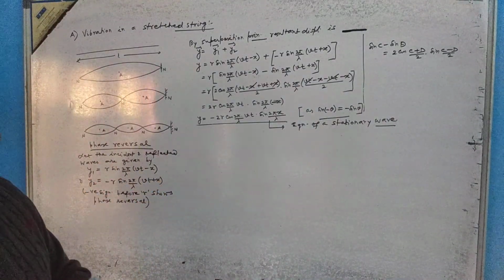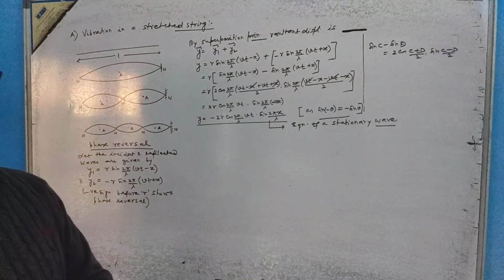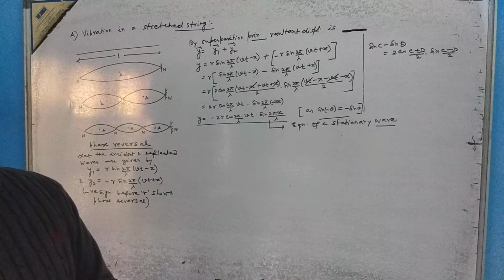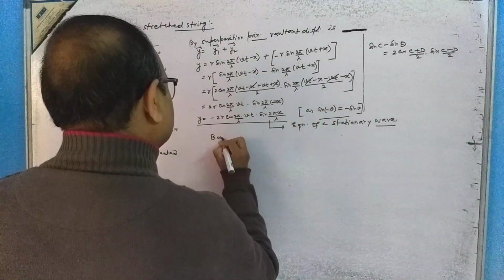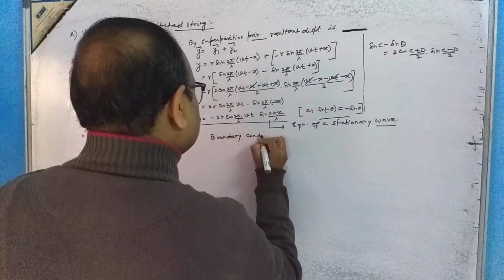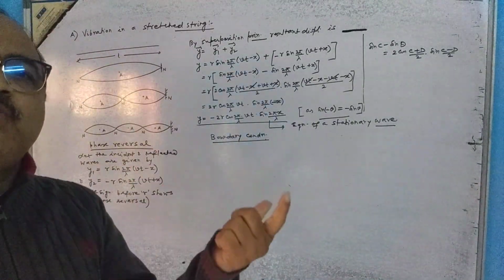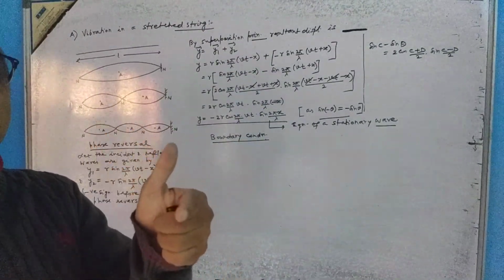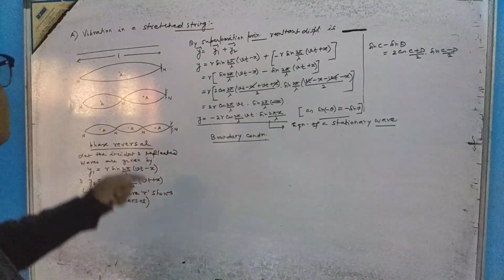Okay, this we are getting, no problem. Now I will apply boundary condition. Okay, let us now apply. Just try to follow how this boundary condition is applied. Boundary condition means it will always be applied at the boundary. What is the boundary?